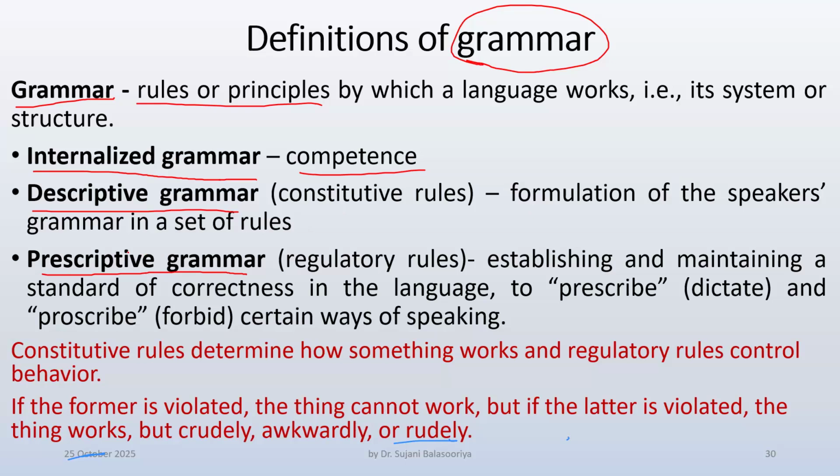Competence. And then we have descriptive grammar. Formulation of the speaker's grammar in a set of rules. Actually, descriptive grammar is constitutive rules, a set of rules. This is what you mean by descriptive grammar. All right. Then you need to understand descriptive grammar and prescriptive grammar. They are comparisons. What do you mean by prescriptive grammar? Regulatory rules, establishing and maintaining a standard of correctness in the language. This word is important. To prescribe and proscribe certain ways of speaking.